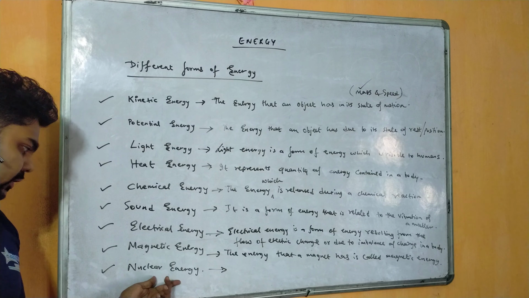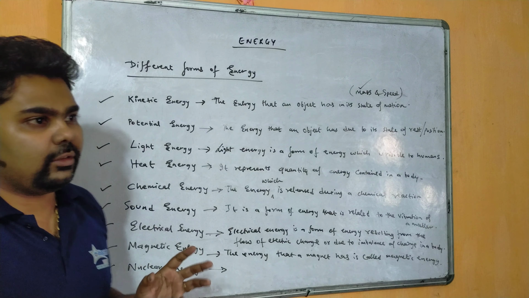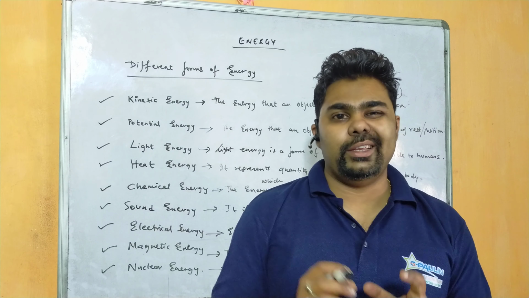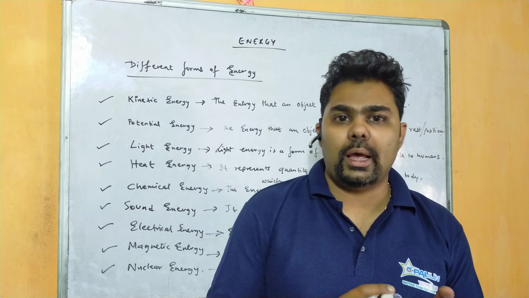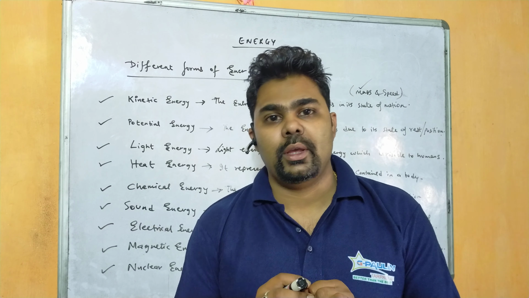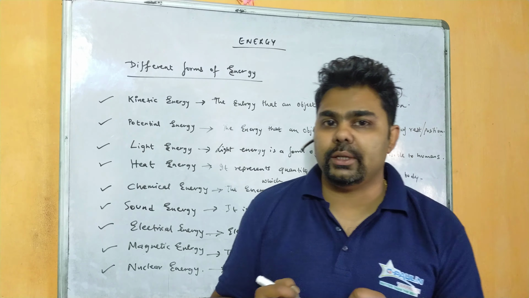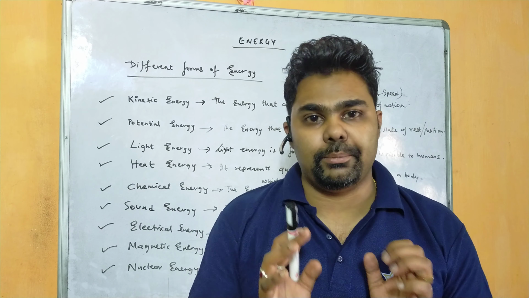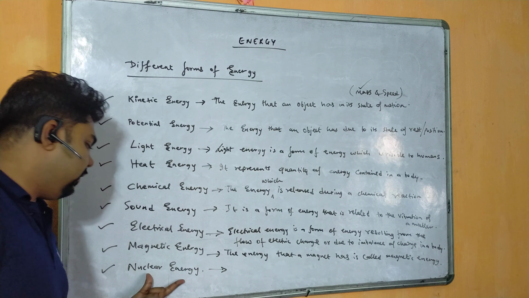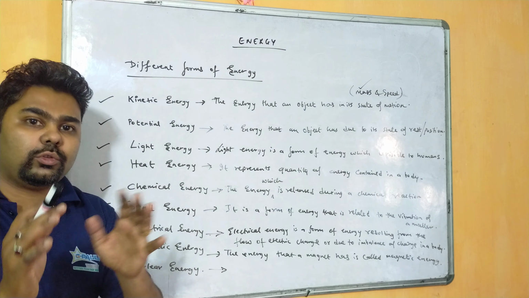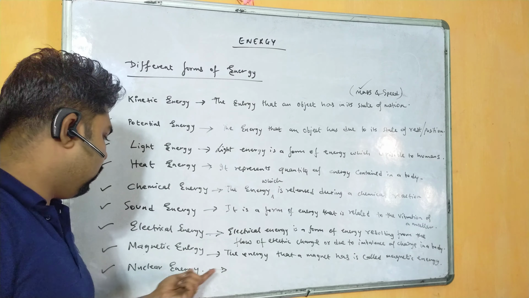Next we have here nuclear energy. This energy is basically based upon the nucleus of an atom. We know that inside the nucleus we have proton and neutron, that are positive and neutral particles, and electrons, that are the negative particles that are moving around the nucleus in an atom. So this nuclear energy is based upon the nucleus of an atom. The energy possessed by the nucleus of an atom is called nuclear energy.